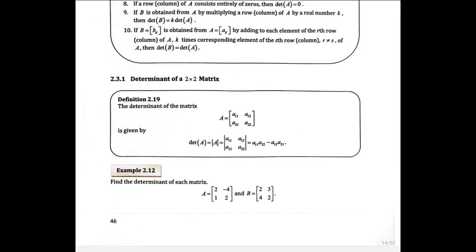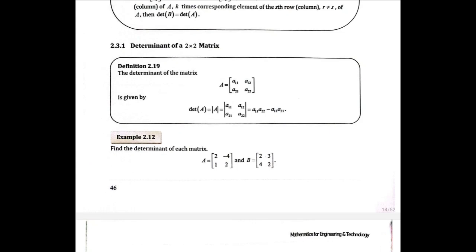Let us start small. For a 2 times 2 matrix, the determinant is found by multiplying the 2 diagonals. First, this diagonal, and then subtracting with this diagonal. So, how is it calculated? We'll multiply across one diagonal and multiply the other diagonal, and then take the difference.